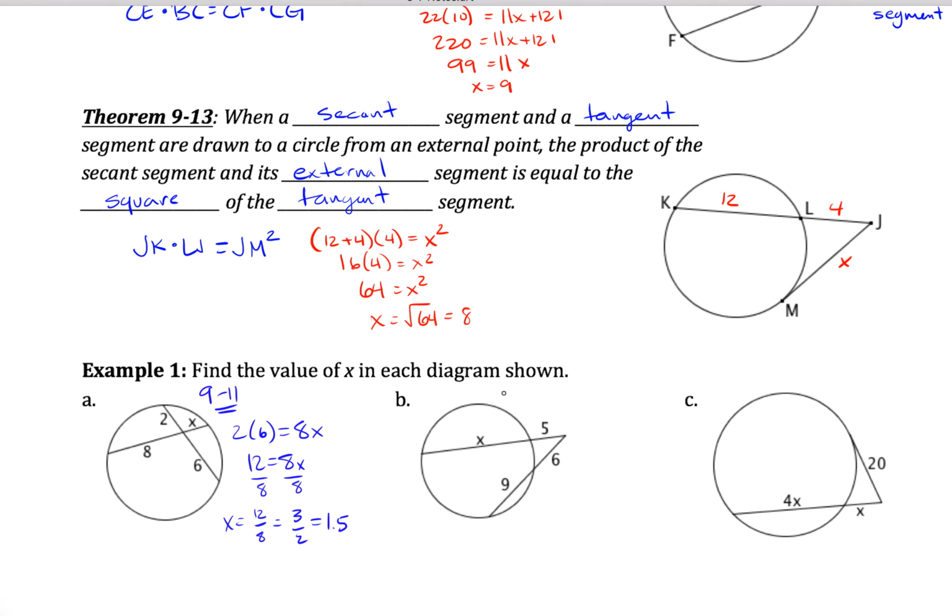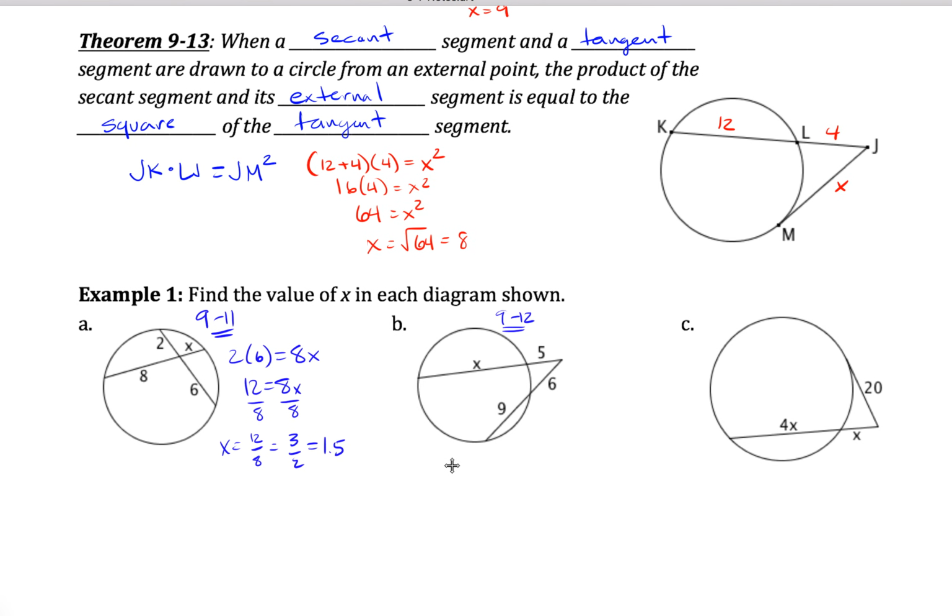Now in example B, we would be using theorem 9-12 because we have 2 secant segments. What I'm going to set up here is this entire secant segment, which of course has a length of x plus 5, the x part plus the 5 part, times its external part, which is just 5, should equal this entire secant segment, which is 9 plus 6, times its external part, which is 6.